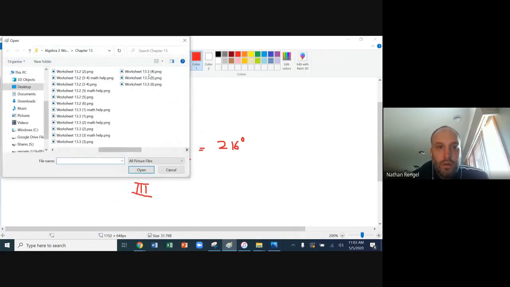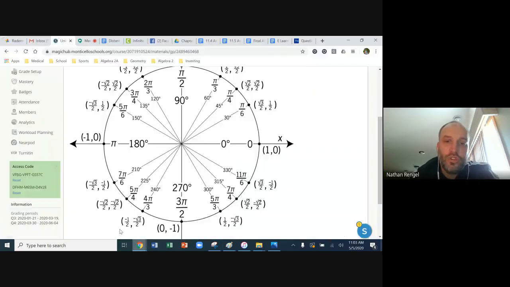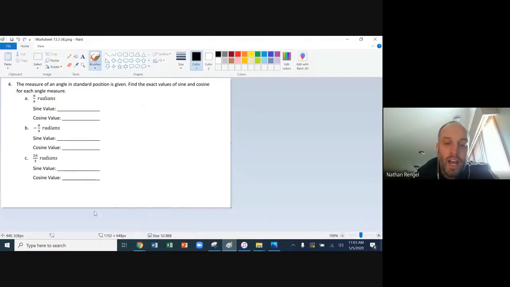Heading to problem 4. So the measure of an angle in standard position is given. Find the exact values of sine and cosine for each angle measure. So you can also read sine and cosine based on your radian measures. So what we did in section 13.2 is when we were given an angle, you can go to your unit circle, you can find that angle measure, and then you've got your cosine and sine as the x and y values. Now we're just looking at the radians. So radians are pi over 6.